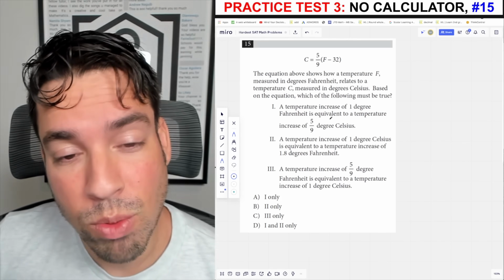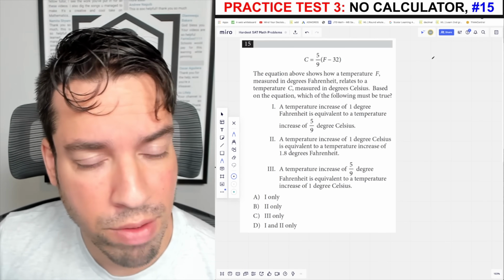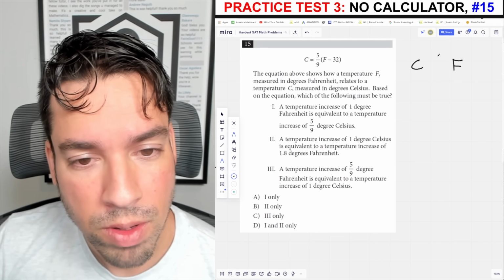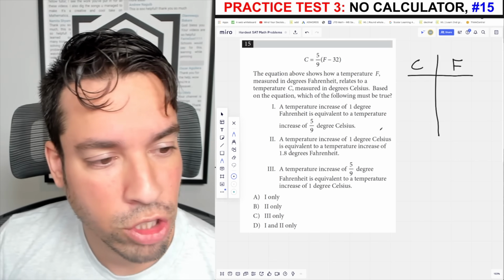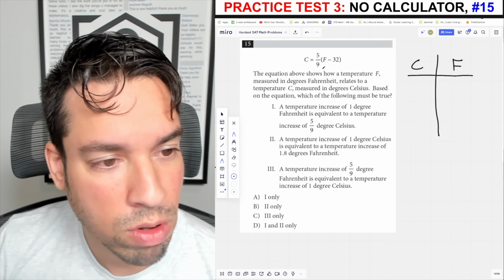But I got a different way that I like to do these, and that's involving a table. And I think tables are really, really great for problems like these. So I'm going to put a Celsius column and a Fahrenheit column. And so the first question asks, if I do a 1 degree increase of Fahrenheit, does the Celsius go up by 5/9?